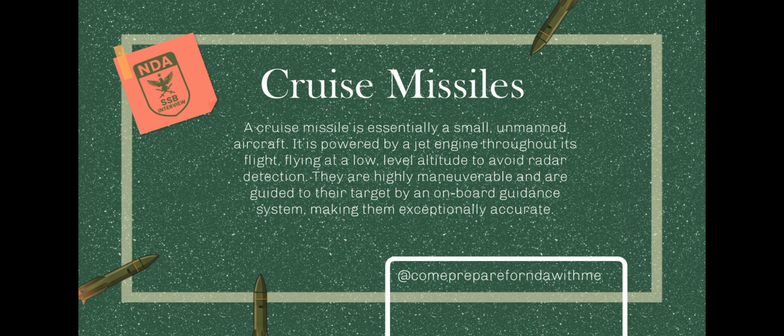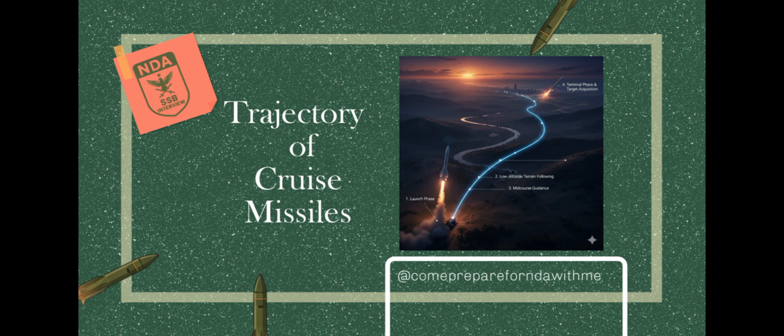Next are the cruise missiles. A cruise missile is essentially a small unmanned aircraft. It's powered by a jet engine throughout the flight, and it flies at a low altitude to avoid radar detection. Or you may say that they fly parallel to the ground at a very low altitude, and they are guided to their target by an onboard guidance system. And the primary advantage of cruise missiles is that they are exceptionally accurate.